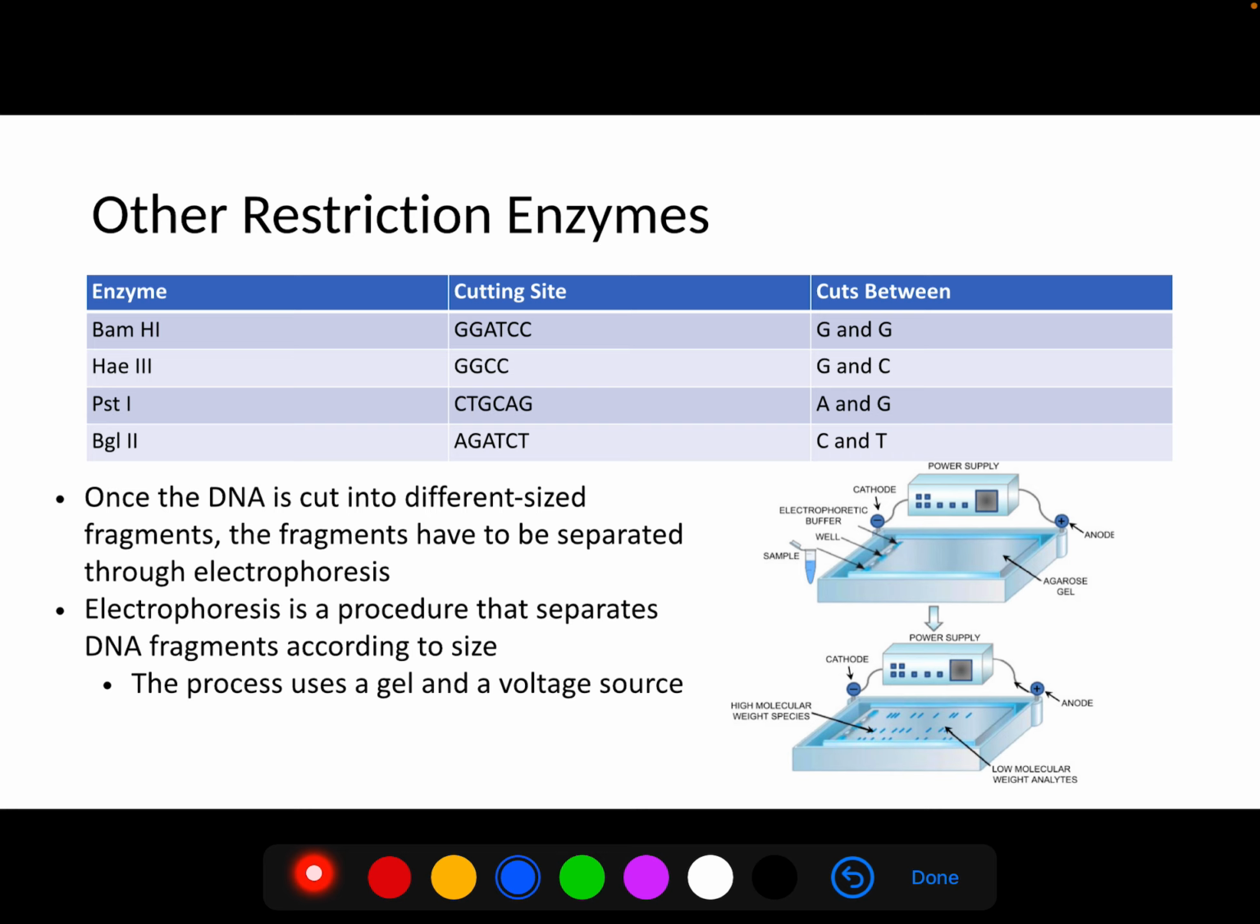The electrophoresis setup is shown to the right, and this uses a gel. That's what's inside the box, and it uses a voltage source. The voltage source pushes the DNA through the gel, and what happens is longer fragments cannot be pushed through the gel as much, so they will not travel very far, whereas shorter fragments are going to be able to travel further. So we will end up with these lines or these bars going across the gel as the DNA travels.